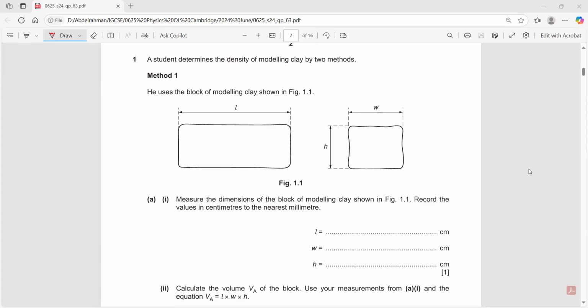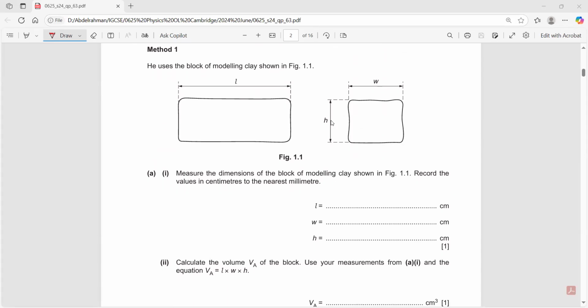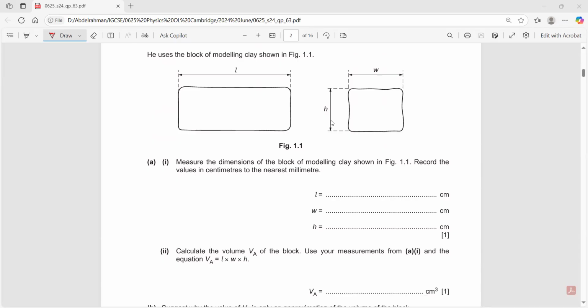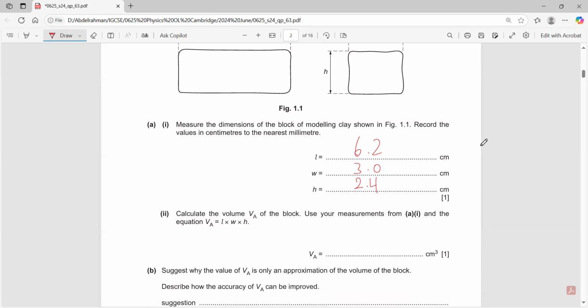In method 1, he uses the block of modeling clay shown in figure 1.1, and measures the dimensions: the length, the width, and the height. So the length would be 6.2 centimeters, the width would be 3.0, and the height would be around 2.4 centimeters. If your readings are slightly less, it's okay, it's due to the printing error.